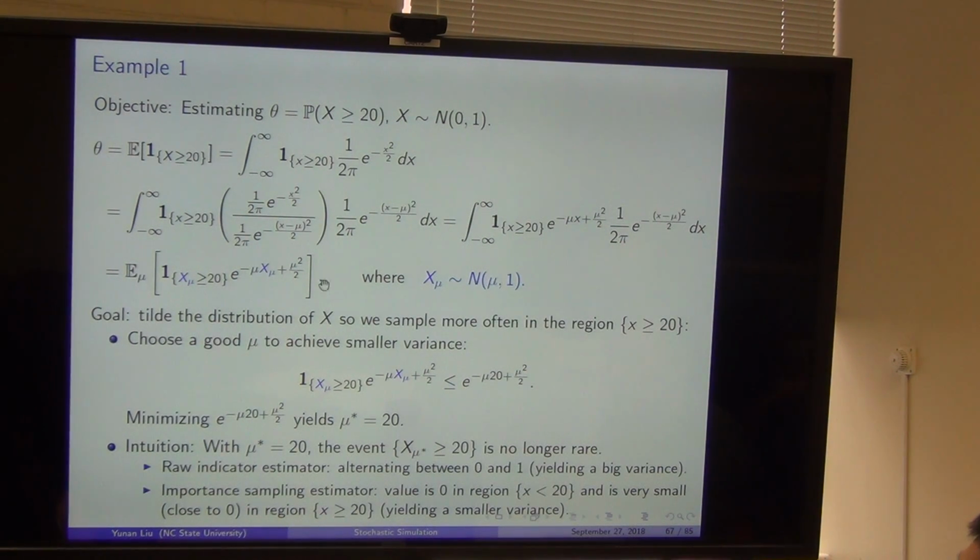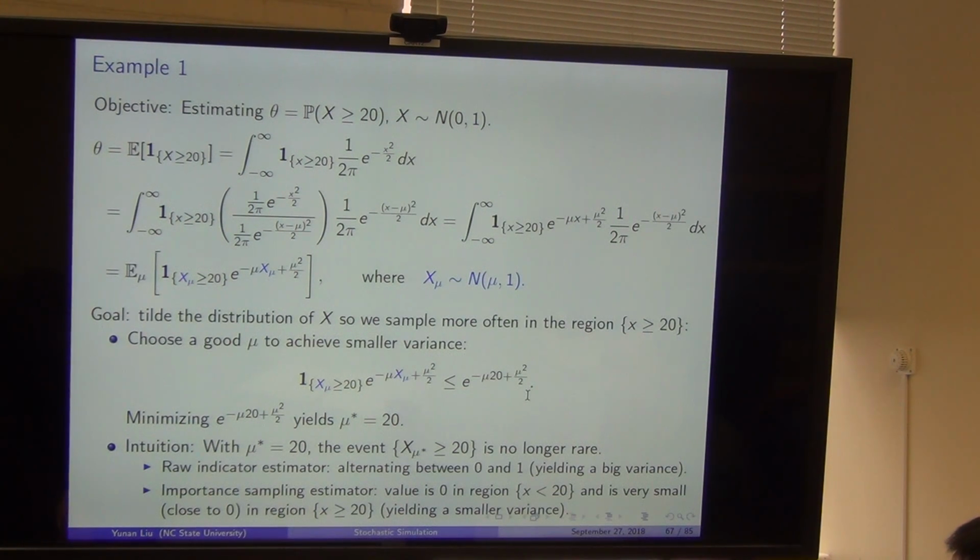Let's put mu equals 20. If mu equals 20, half of the time this will be 1, half of the time it will be 0. Half of the time this condition is met, half of the time not. So we tilt the distribution of x to a new distribution so that we can sample more often in the important region. Why is it the important region? Because we care about this region. Choose a good mu to achieve a smaller variance. First of all, the indicator, so this is the function, this is the whole thing. This guy is less than or equal to the right hand side. Why?